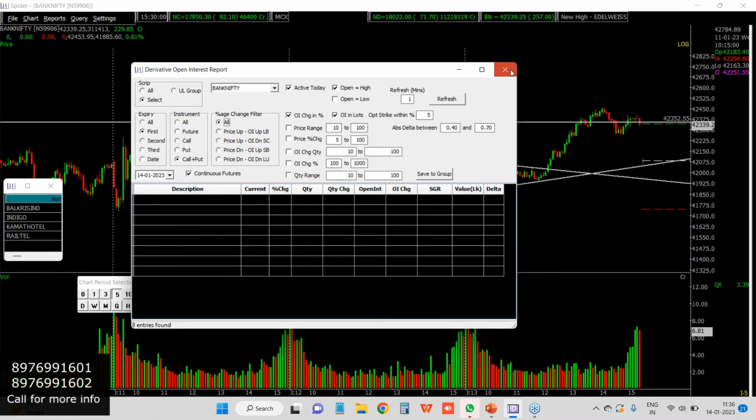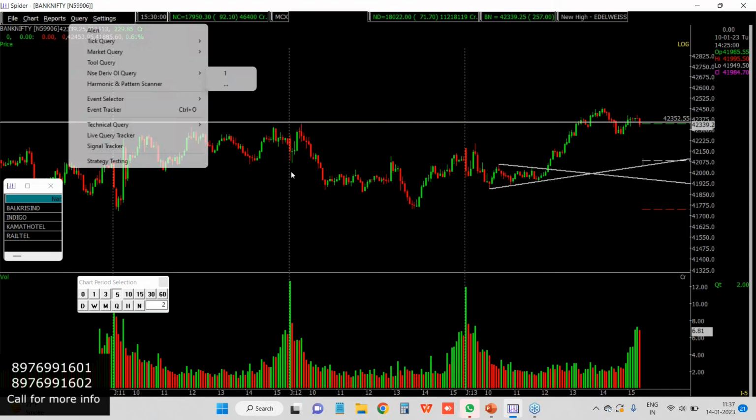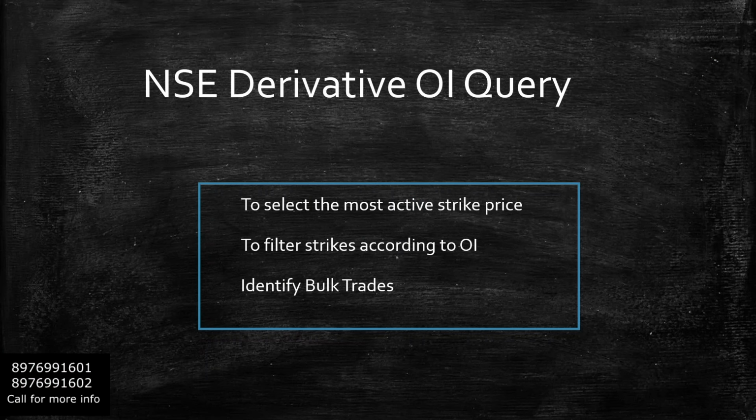The next feature that we are going to cover would be the NSE derivative OI query. This is an underrated feature of the software, and I'll explain it to you in some time. Let's check the NSE derivative OI query now. Why do we use the NSE derivative OI query? It is the scanner part of the NSE derivative OI report. What we checked just now was the derivative OI report. Now, the OI query is a scanner of that particular thing.